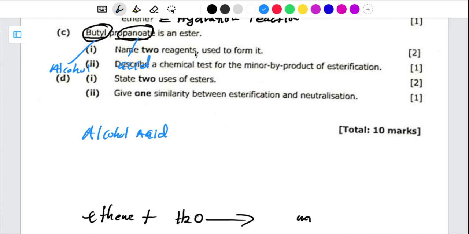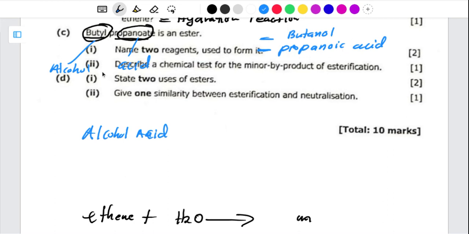So the reagents which are going to be used to form butyl propanoate, the first one is going to be butanol. Okay, butanol. Then in terms of propanoate, this one is going to be propanoic acid, isn't it? Because butanol is for the alcohol, propanoate is going to be propanoic acid. Propanoic acid. So these are the 2 reagents. Don't swap them whereby you say butanoic acid and then propanol. They are going to mark you wrong.